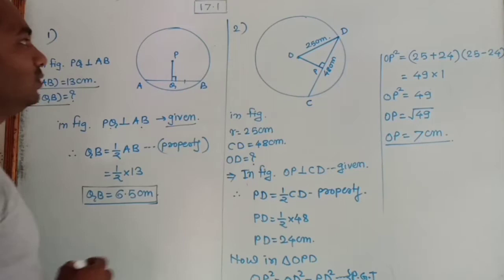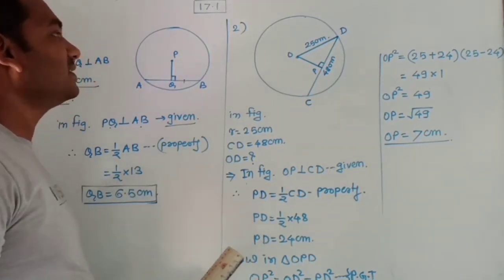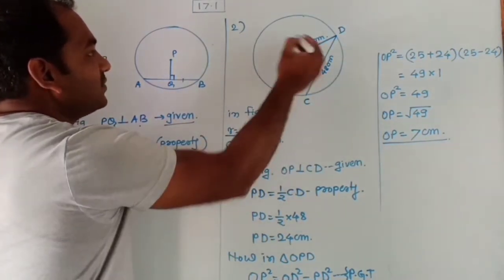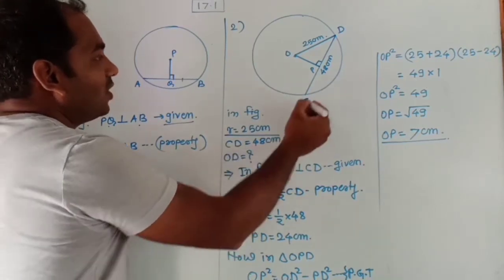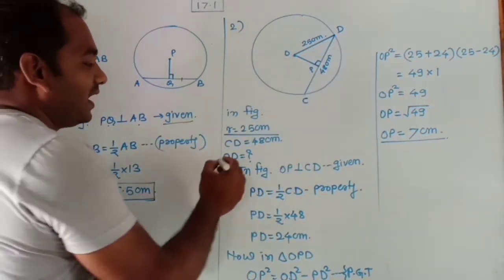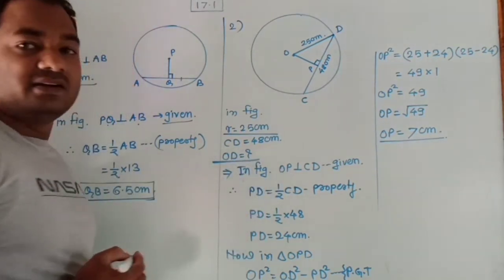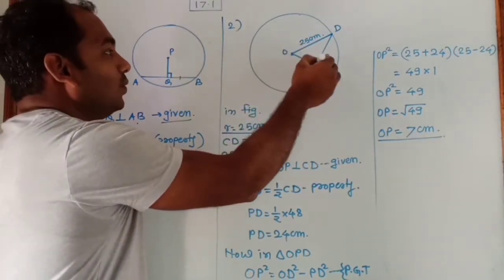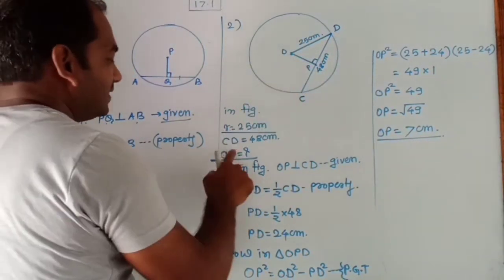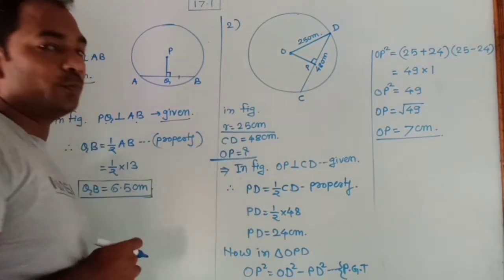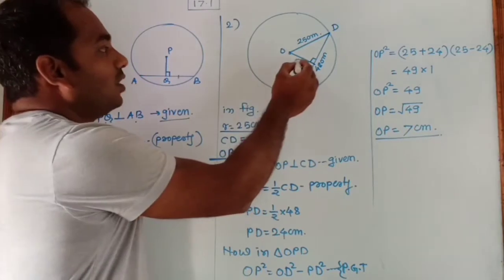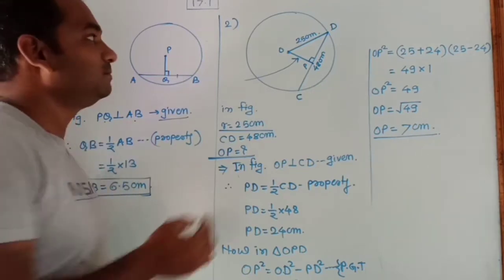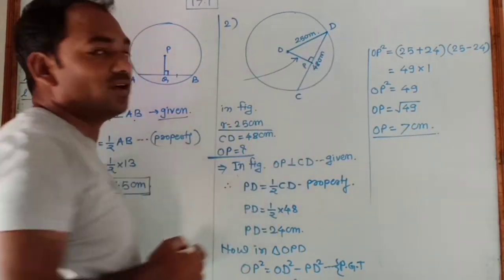Right. Now look at the second question also. In the second question, in the figure, we are given the radius of the circle is 25 centimeter. Length of the chord CD is 48 centimeter. And we have to find the distance of chord from the center of circle. That means OP. Sorry, this is OP. We have to find OP. What is OP? OP is called the distance of chord from the center of circle. Here OD is radius and CD is chord.